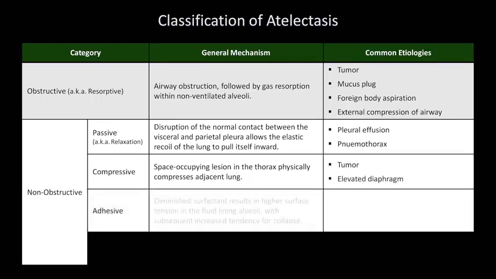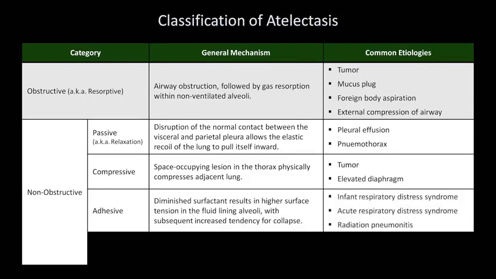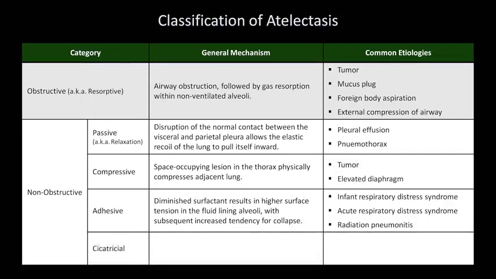Adhesive atelectasis is when there is diminished surfactant production, seen in infant respiratory distress syndrome, acute respiratory distress syndrome, and radiation pneumonitis. Finally, it's somewhat esoteric, but cicatricial atelectasis is the consequence of severe parenchymal scarring seen in some cases of tuberculosis and idiopathic pulmonary fibrosis.